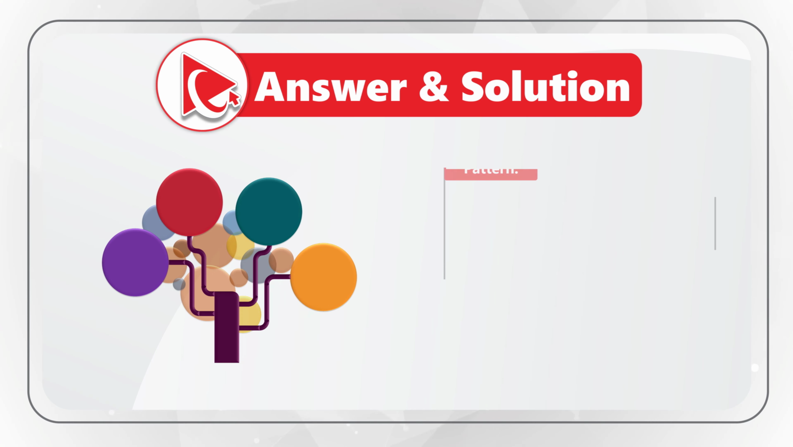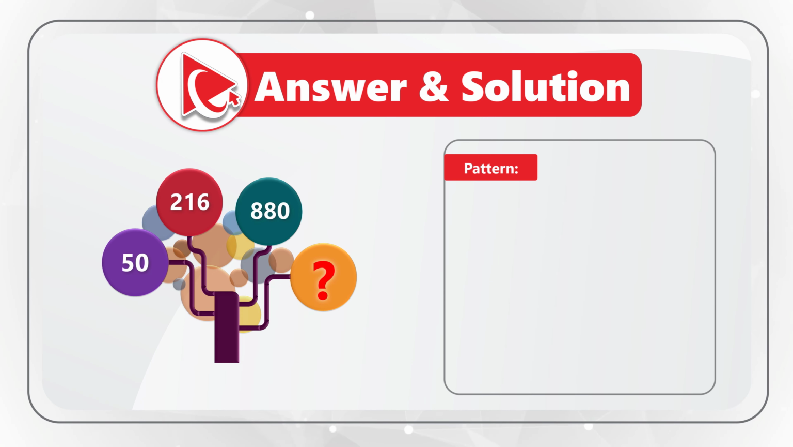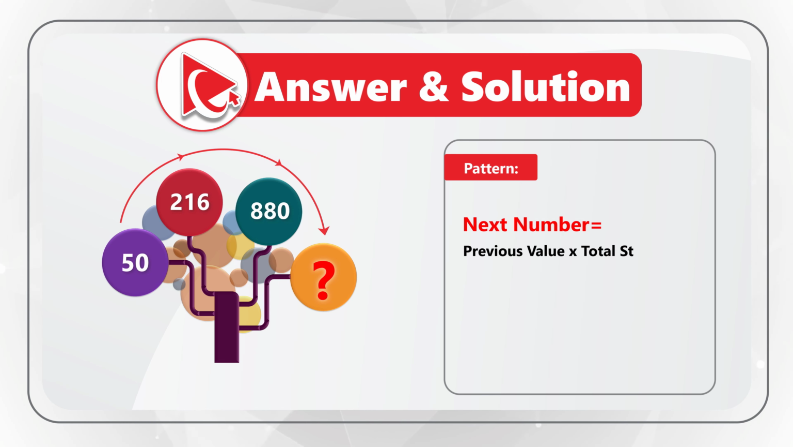The pattern here is rather simple, but it takes a little bit of time to detect it. If we start from the left, from the smallest number, and go clockwise, the next number is calculated as a previous value multiplied by the total number of lines plus total number of circles.